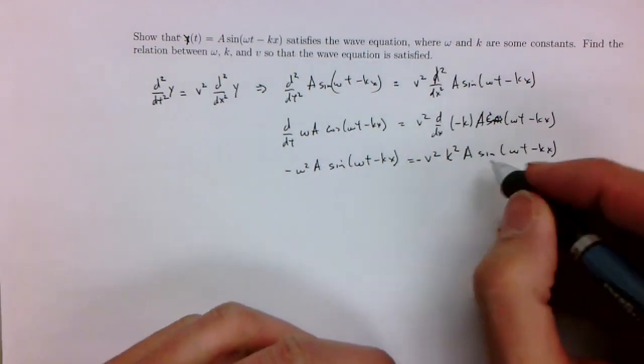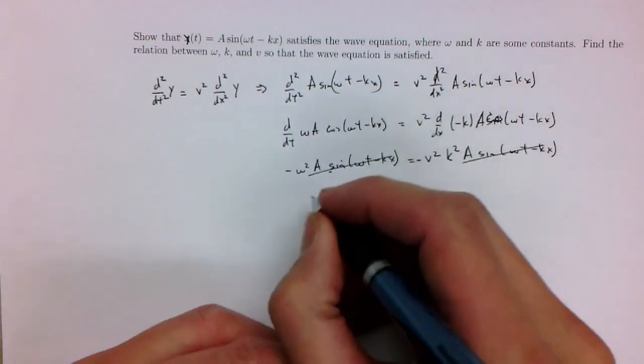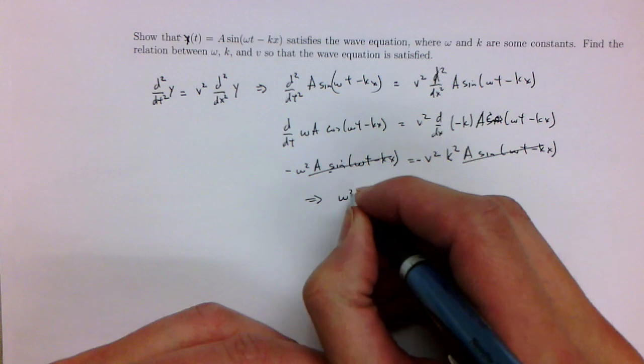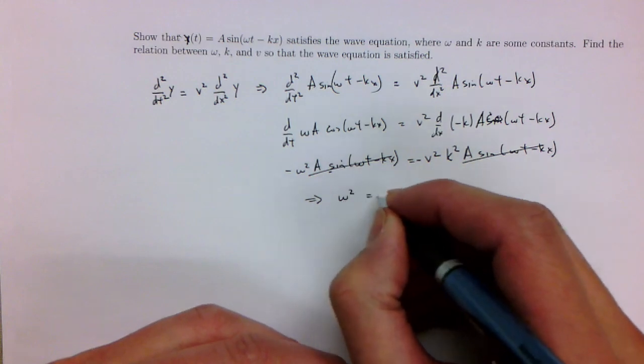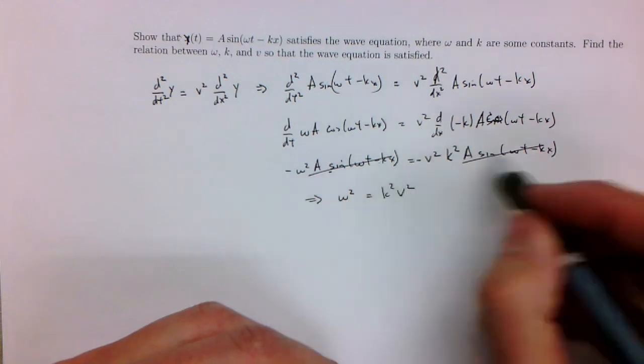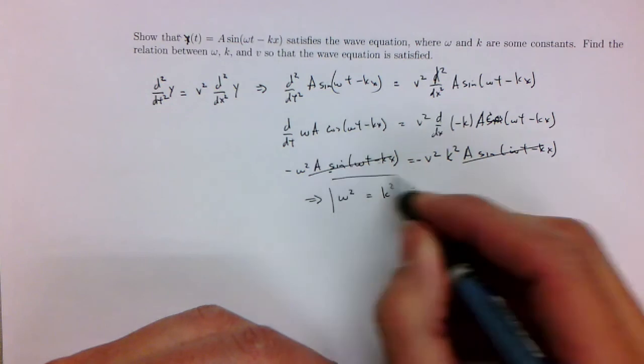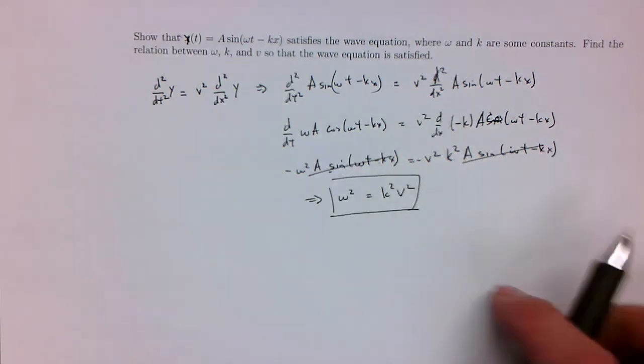basically k squared A sine(omega t minus kx). Okay, great. There's a sine(omega t minus kx) on both sides. We'll cancel those out, and so we'll get omega squared is equal to k squared v squared. So this shows that it satisfies the wave equation, and in order to satisfy the wave equation, this relation must hold true. Okay, hope that was helpful.